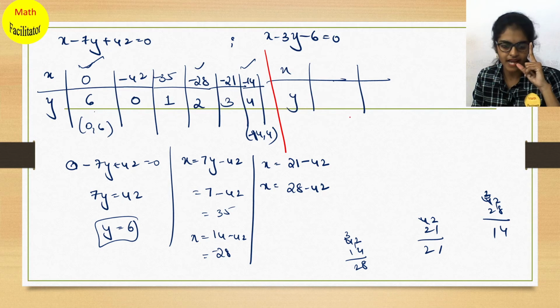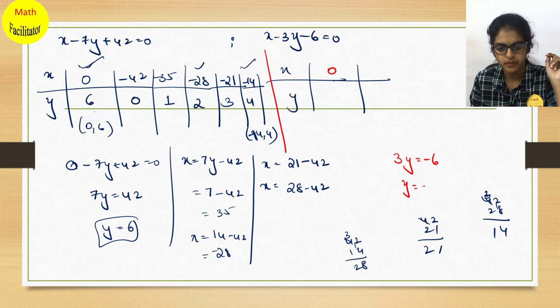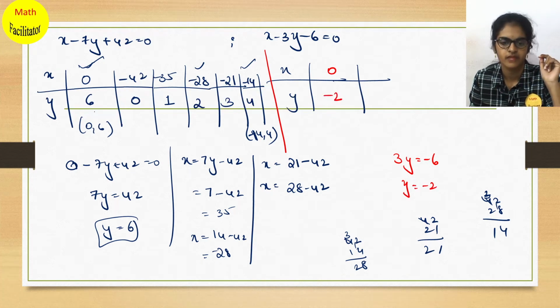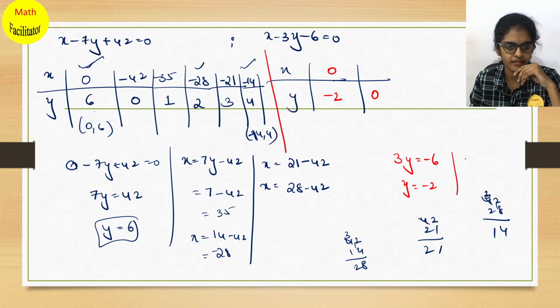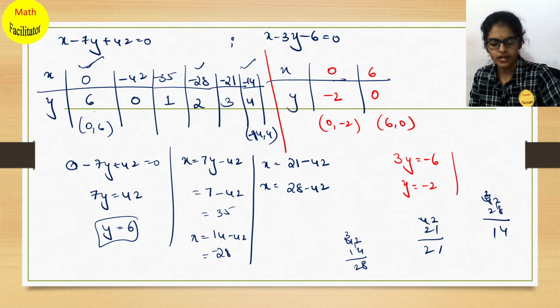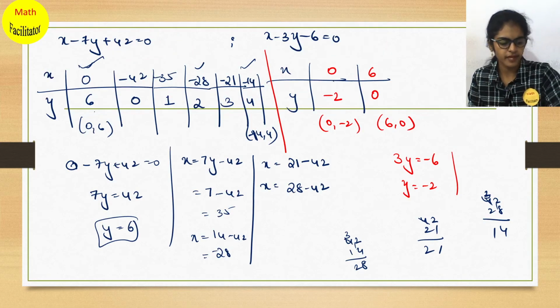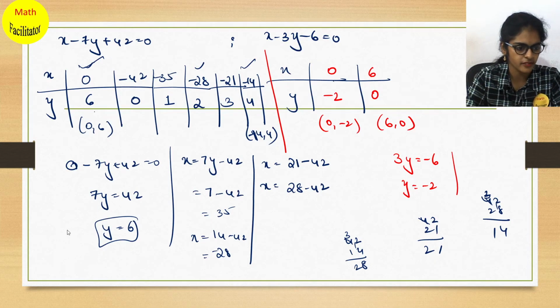For the second one, have a look. If I take x as 0, what is my y value? x is 0, so 3y is equal to minus 6, or y will be minus 2. Now if I take y as 0, let me see what is my x value. If I take y as 0, x will be simply 6. These two are smaller values, so I can directly take these values. Now we need to represent it on graph paper. So let's do that.